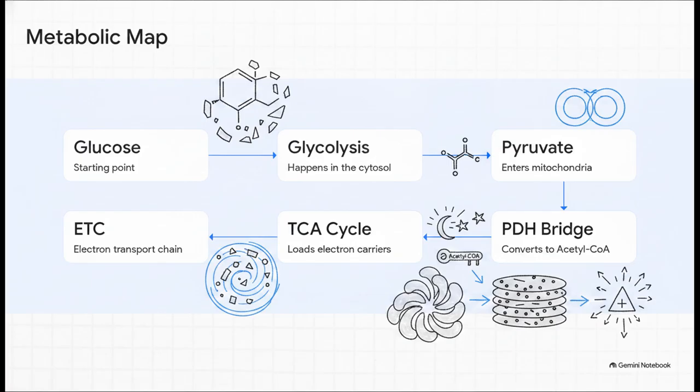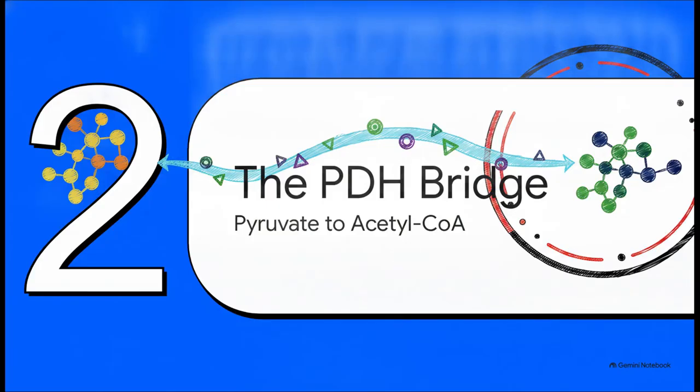That acetyl-CoA then enters the TCA cycle, which is basically a wheel that loads up electron carriers. And finally, those carriers are going to head straight to the electron transport chain to make a ton of ATP. That is the entire story in one glance. You always want to know exactly where you are on this map. Right now, we're at step 3, literally crossing the border into the mitochondria. Section 2, the PDH bridge.